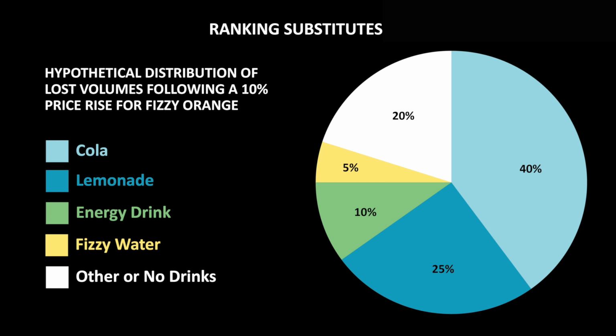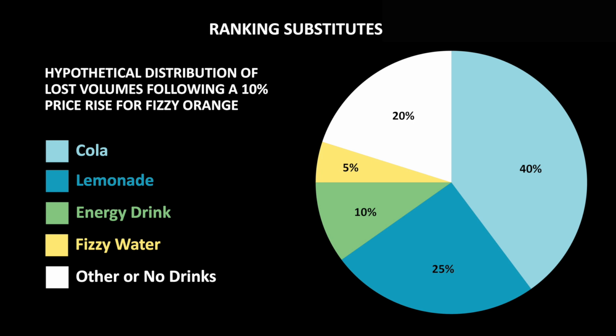What this diagram here shows is the results of the switching exercise discussed on the previous slide. So what we found was 40% of lost volumes went to cola flavoured drinks, 25% to lemonade flavoured drinks, 10% to energy drinks, 5% to fizzy water, and 20% are switched to other drinks or no drink at all.